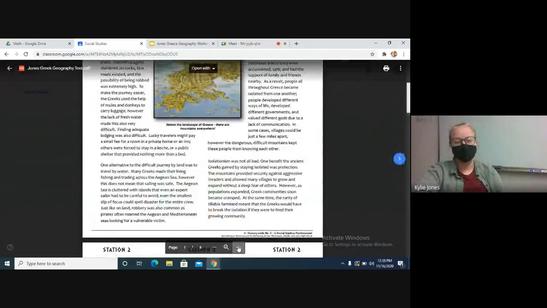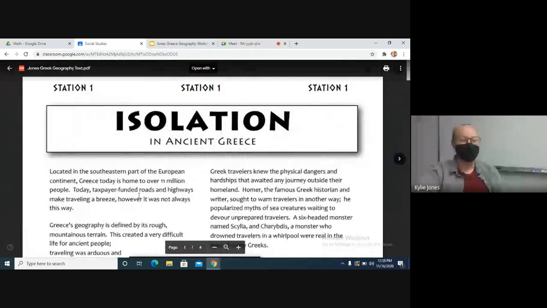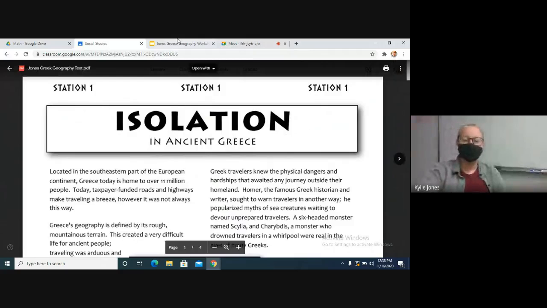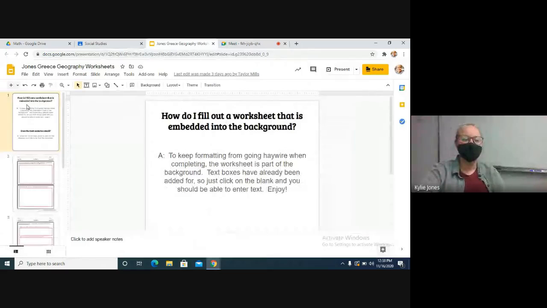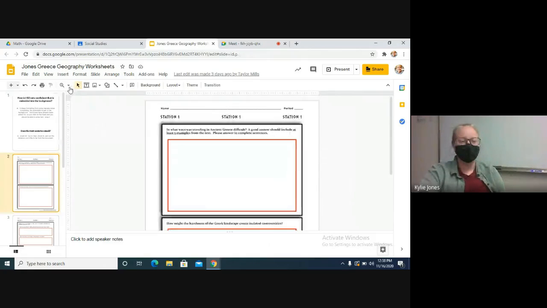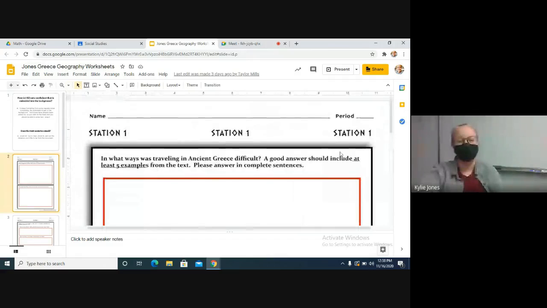All right, I'm going to zoom in on this information. So I have the PDF open for the Greek geography assignment, and then I have the Google Slides open. Slide number 1 is just talking about how to fill it in. We know how to fill it in. You click on the red box, and the text box is already there for you. And then if you need to zoom in, we can do that, which we're probably going to need to. I think I'm going to go to 100 for zooming in. Nice and zoomed in. Yes, Alex?